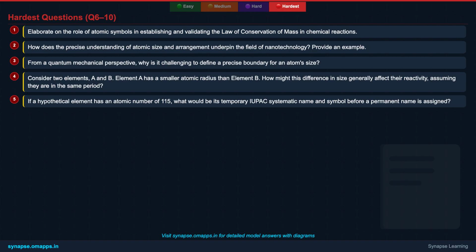Consider 2 elements, A and B, where A has a smaller atomic radius than B in the same period. How might this affect their reactivity? And finally, if a hypothetical element has an atomic number of 115, what would be its temporary IUPAC systematic name and symbol? Good luck with these thought-provoking questions.